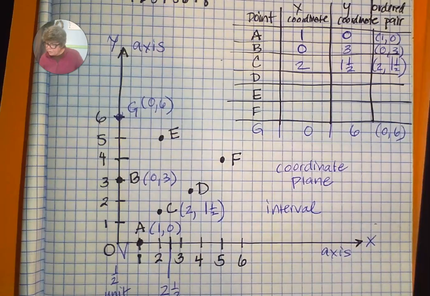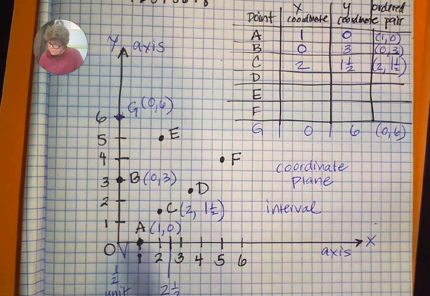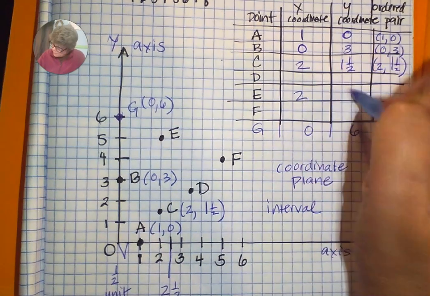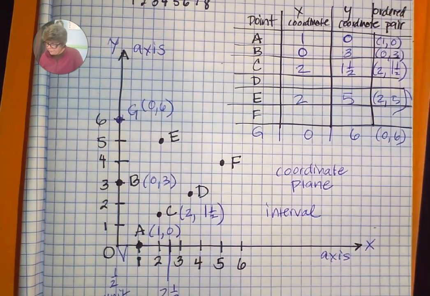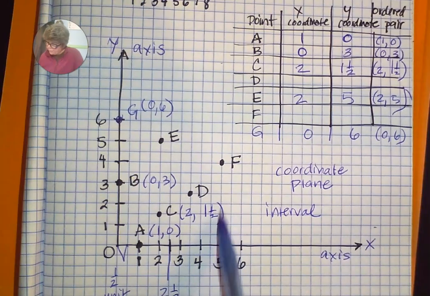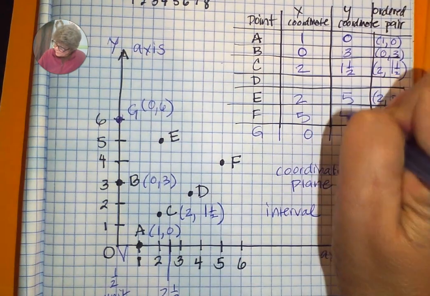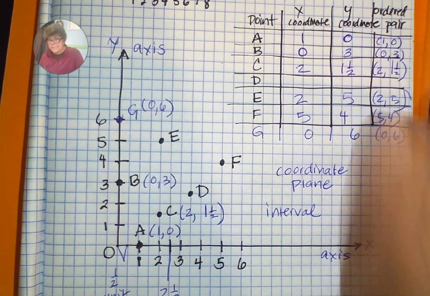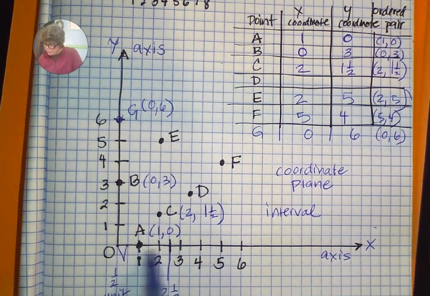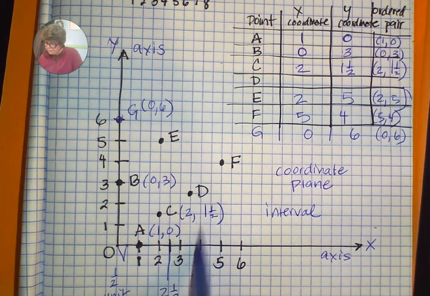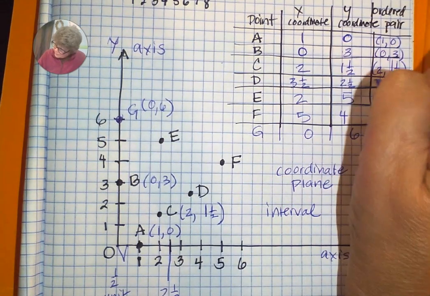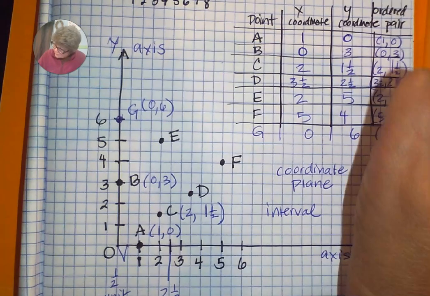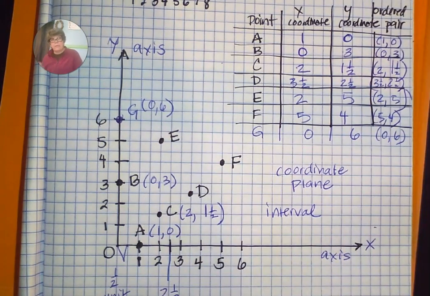Let's go ahead and finish E and F. E is 2, 5. 2 across, 5 up. F is 5, 4. And we almost forgot D. 3.5, 2.5. 3.5 across, 2.5 up. Okay, if you didn't get all that filled in, go ahead and pause me.